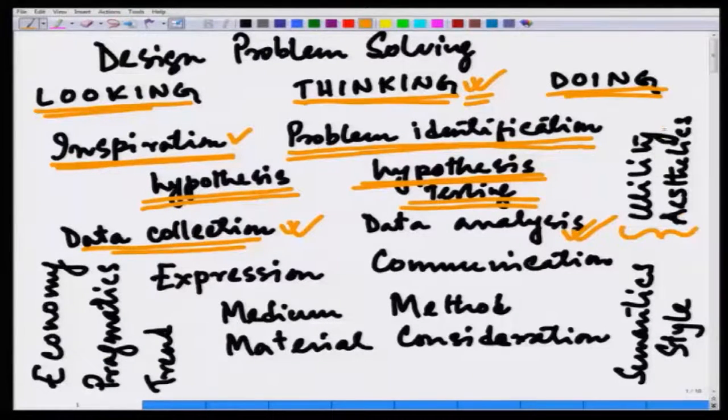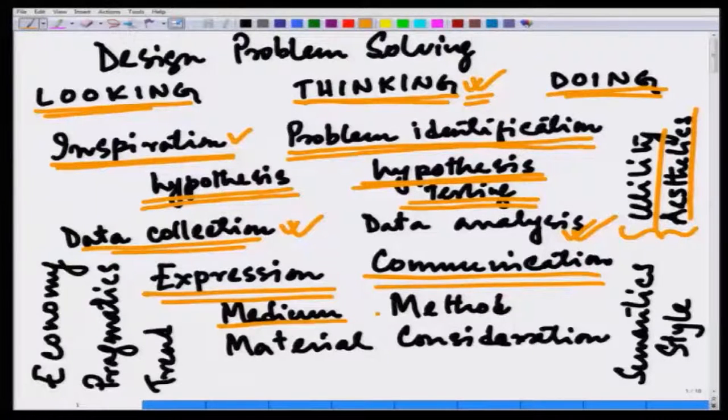combined with utility and aesthetics, both. So form and function come together, and then we try to find out the right expression, the right mode of communication, the right medium, the right method, the right material. That is something we consider.